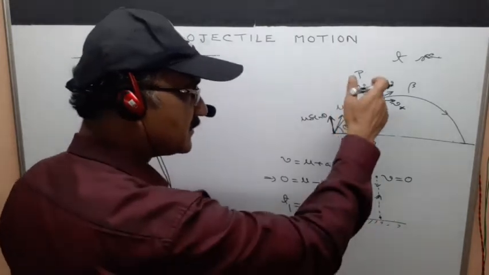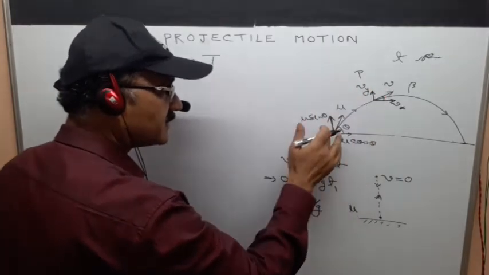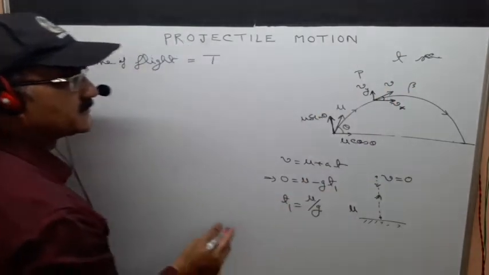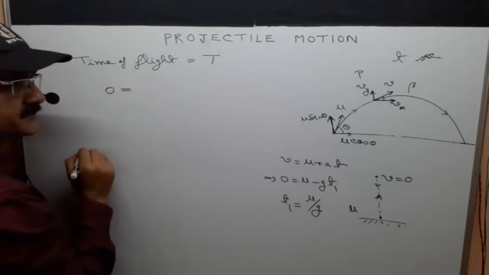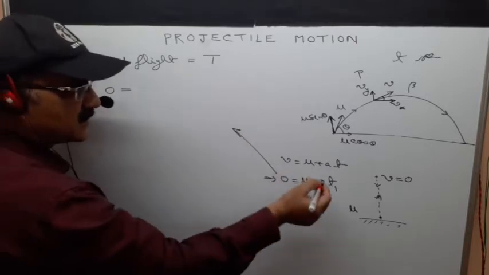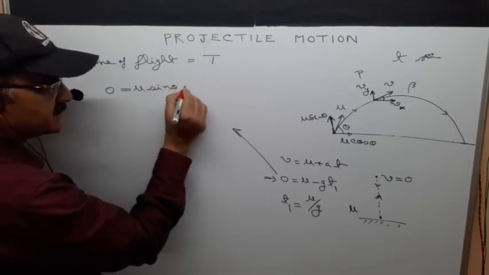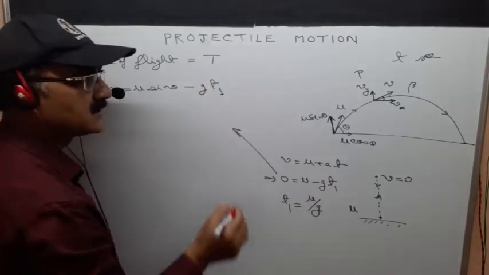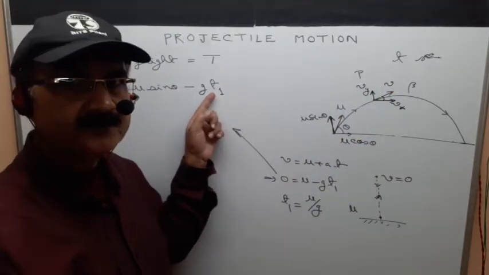Similarly, here also we can see that the initial velocity is u sine theta. At the top point, vertical velocity will be 0. I'm writing from here. Initial velocity is, here it was u, here it is u sine theta, minus it was gt1, so here also say gt1. Say we are saying to reach the top point, time needed is t1.